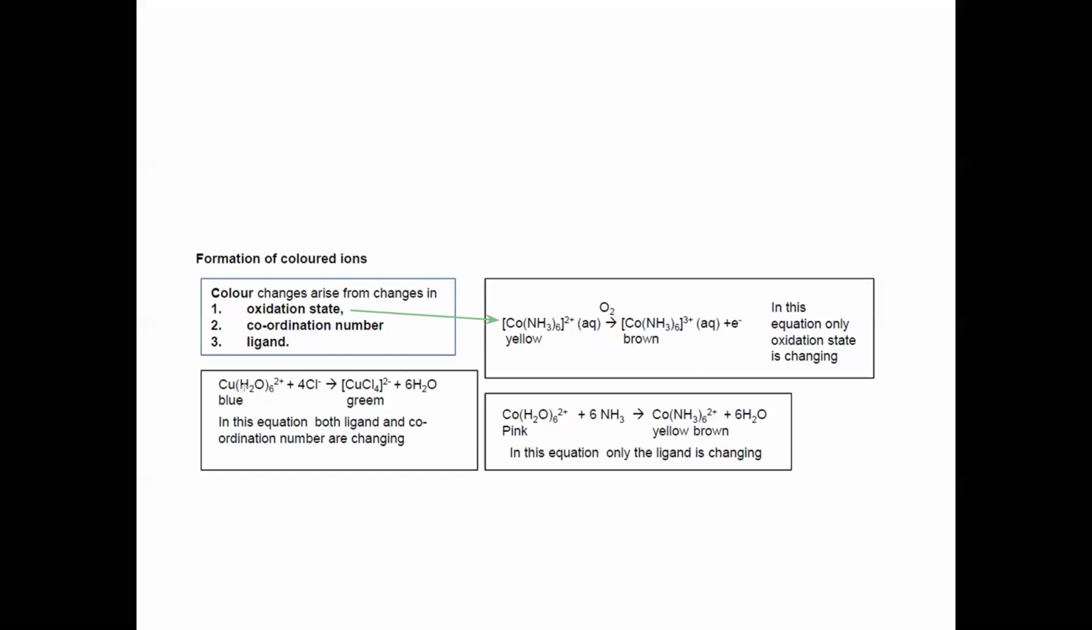Then if you have copper, 6 water molecules are surrounding it. When we add, for example, hydrochloric acid or any acid, 4 chloride ions will replace them. So you can see here there's a change in the coordination number. Copper with 6 water molecules surrounding it is blue in color, but when 4 chloride ions are surrounding it, it is green in color.